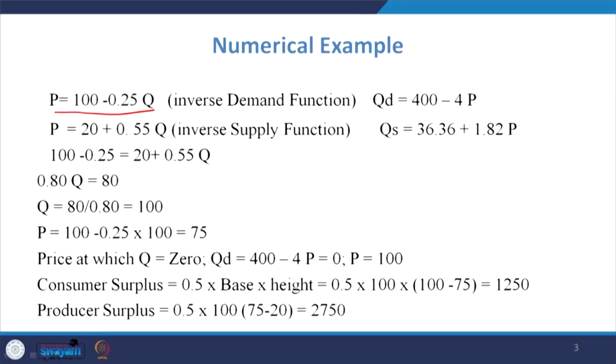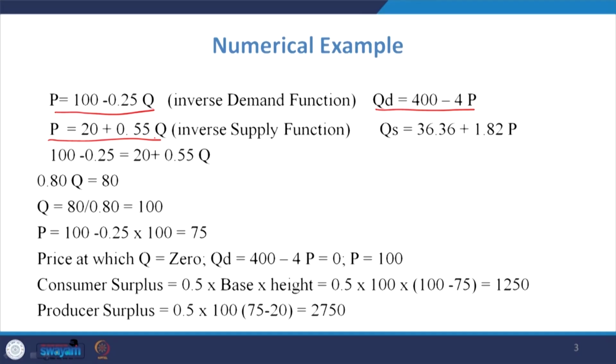This price function can also be converted into a demand function. So, this P is the price function, which is called the inverse demand function, and it can be converted into the demand function, and now we have QD equal to 400 minus 4P, that is the demand function. Similarly, we also have the supply function P equal to 20 plus 0.55 Q, and here you can also know the slope of the supply curve.